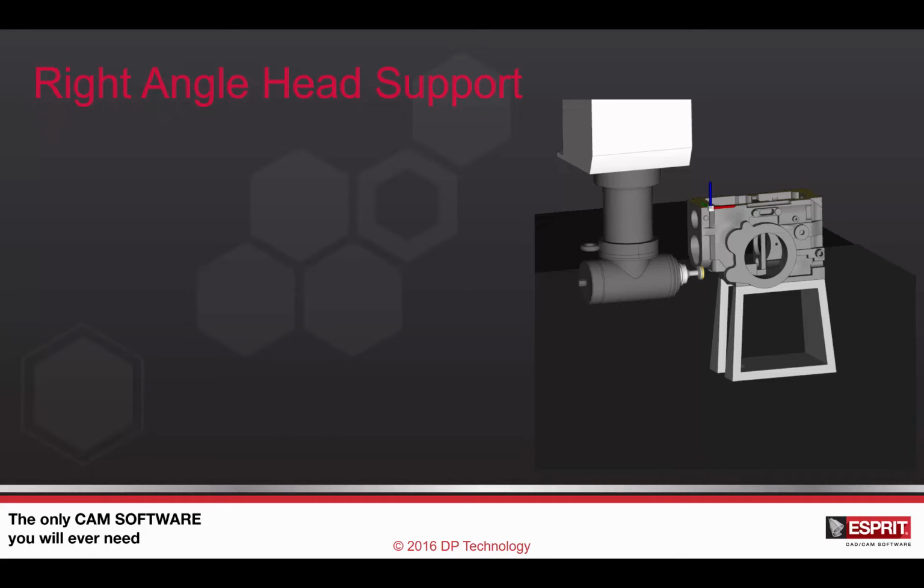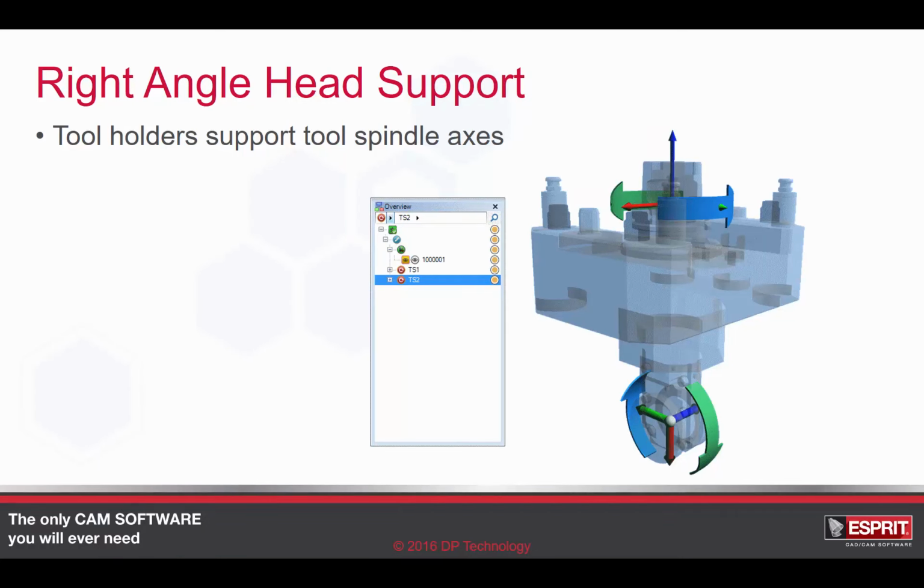Another example we might have is a 3-axis mill, and we might have a head which allows me to do, say, right-angled drilling on my part. And we'll look at that example as well. But first, right-angled head support. How do we actually achieve this?